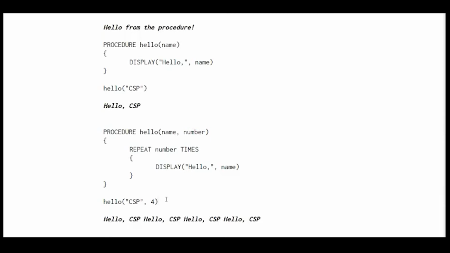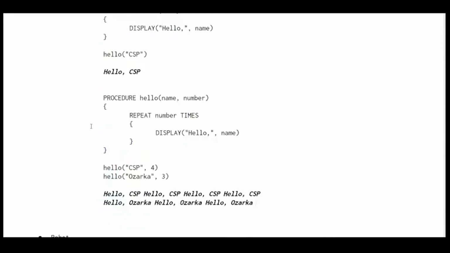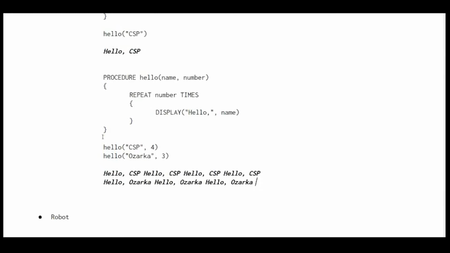Now, if I ran this again, say I did hello Ozarka 3, this would output hello Ozarka, let's do a space, 3 times. This would actually be the exact output if you ran this program. It would run the hello with the CSP, and then it would run the hello with the Ozarka.